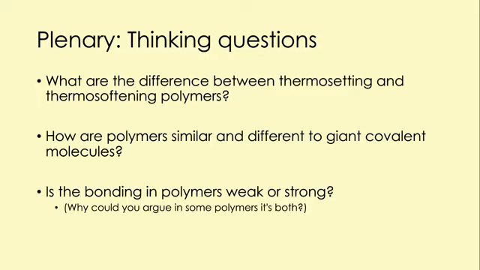So hopefully you've done the worksheet and checked your answers. If there's anything you're not sure about, email me. A few questions you need to think about before you finish. What are the differences between thermosetting and thermosoftening polymers? How are polymers similar and different to giant covalent molecules? And is the bonding in polymers weak or strong? You could argue in some polymers it's going to be both.